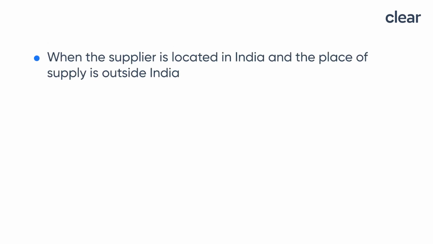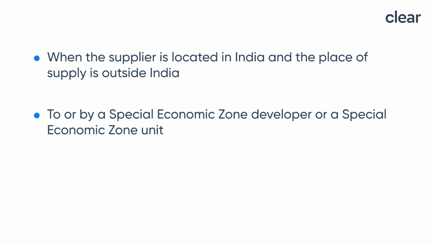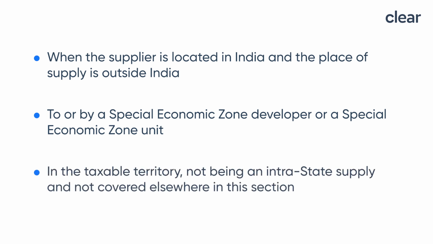A, when the supplier is located in India and the place of supply is outside India, B, to or by a special economic zone developer or special economic zone unit, that is SEZ unit, C, in the taxable territory not being an intrastate supply and not covered elsewhere in this section. Next, on this list are domestic transactions. There can be both interstate and intrastate supplies.